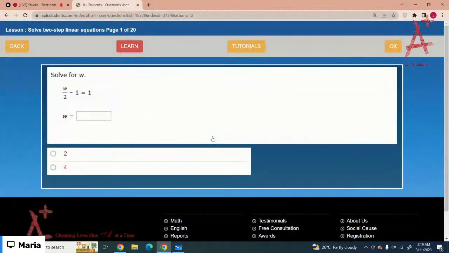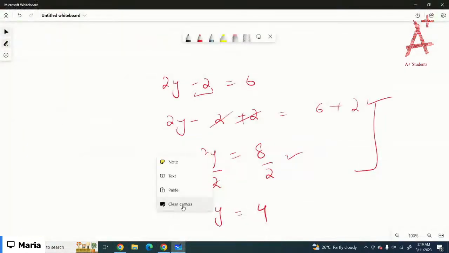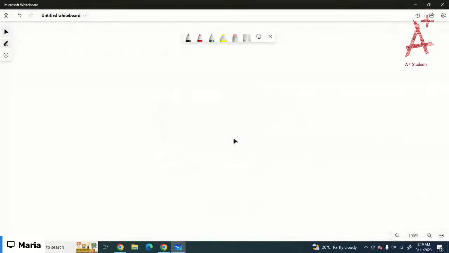Okay, the next one is w over 2 minus 1 equals 1. So the first step is you have to remove that negative 1. So opposite to subtraction is addition. So let's just add 1 to both sides. Got it? Minus 1 plus 1 is 0. You are left with w over 2, and 1 plus 1 is 2.